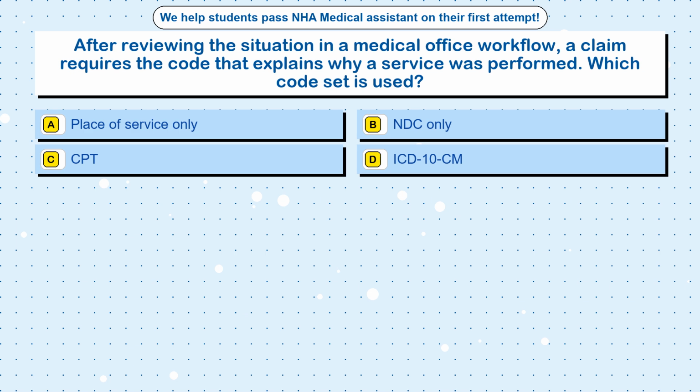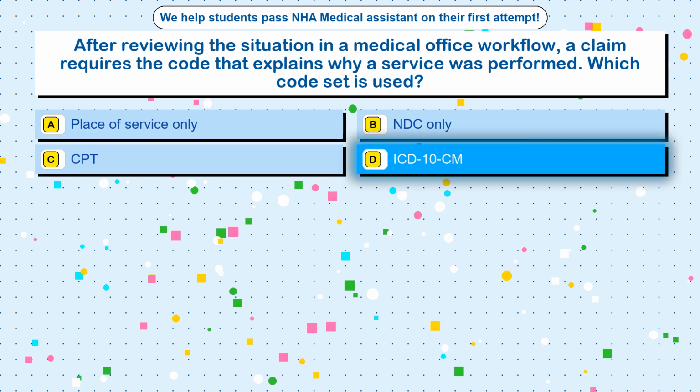Question 87. After reviewing the situation in a medical office workflow, a claim requires the code that explains why a service was performed. Which code set is used? Option A. Place of service only. Option B. NDC only. Option C. CPT. Option D. ICD-10-CM. The correct answer is option D.